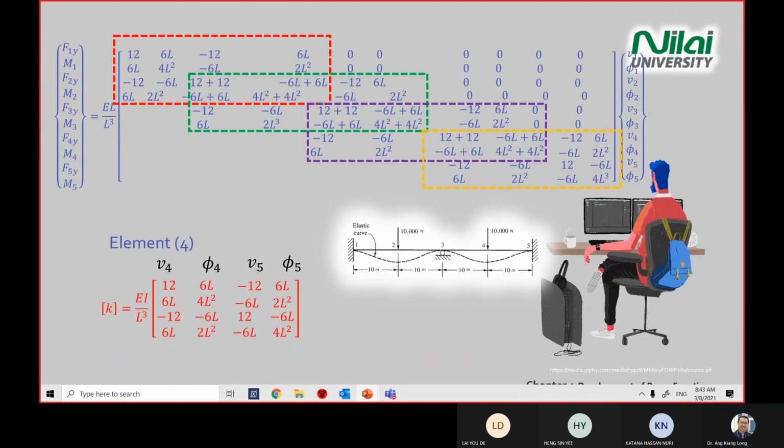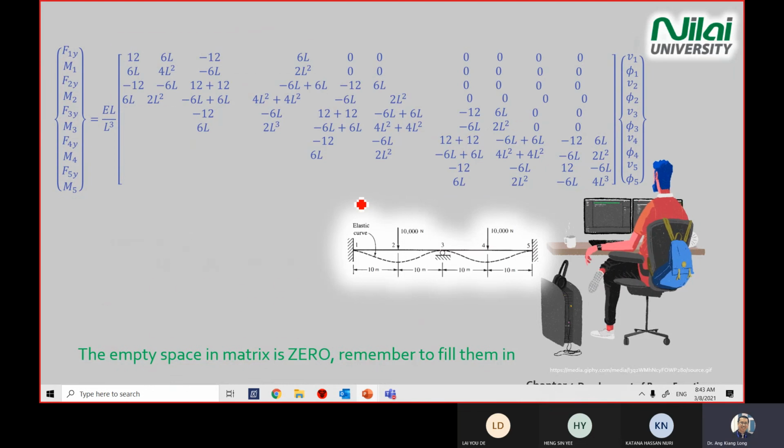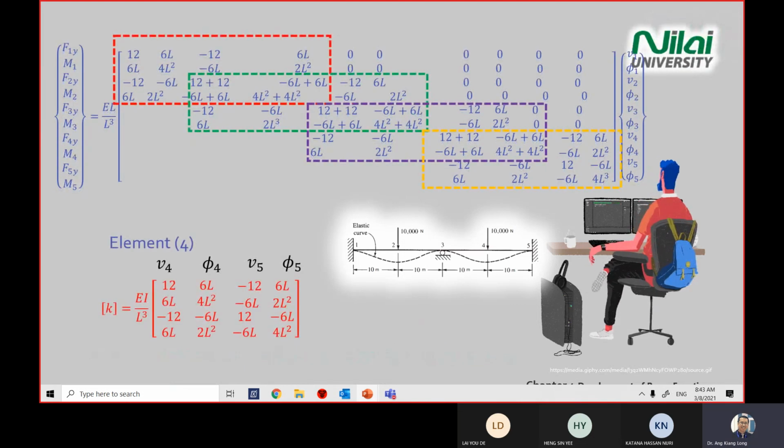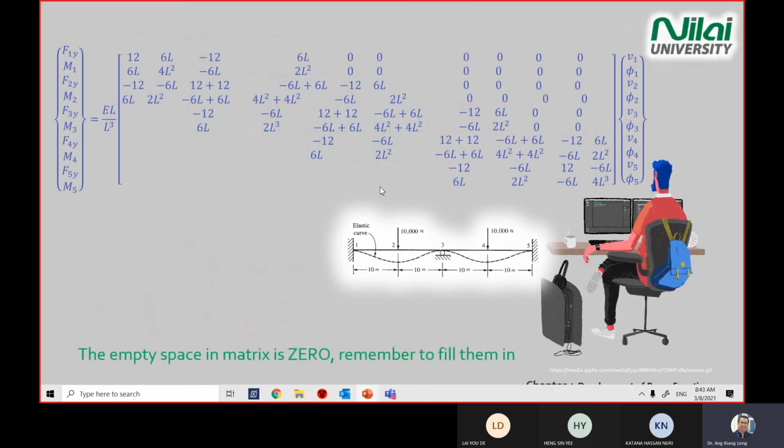As for element 4, we have 4 elements, correct. I've highlighted with all this notation. It will help you in your revision, so at least you know how or why there is a plus number inside there. If there's a space in my slide here, it means that there's a zero point there.